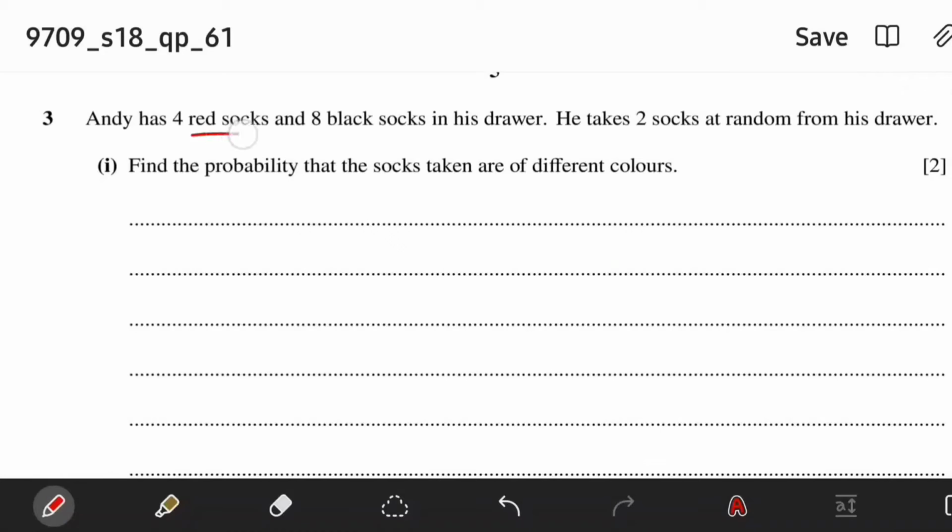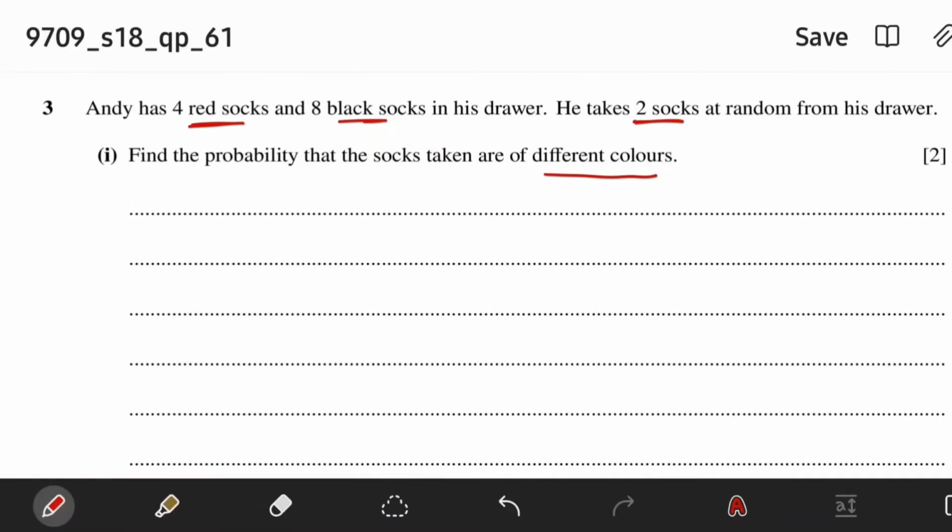Andy has 4 red socks and 8 black socks in his drawer. He takes 2 socks at random from his drawer. Find the probability that the socks taken are of different colors. For this, let's set up a tree diagram first. So when he picks up, it can either be a red sock or a black sock.